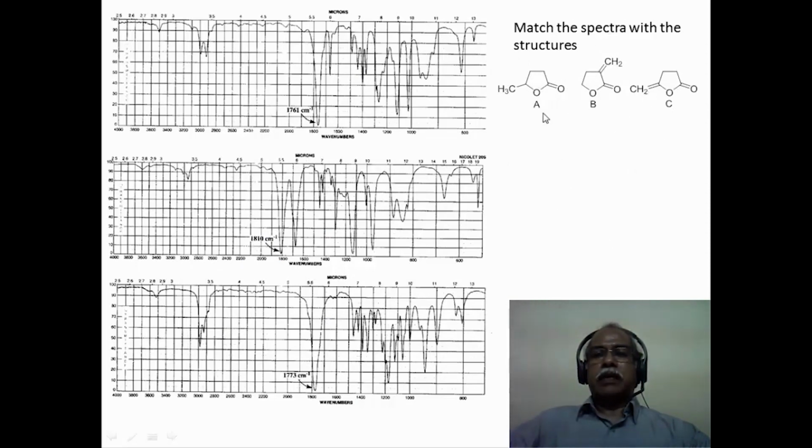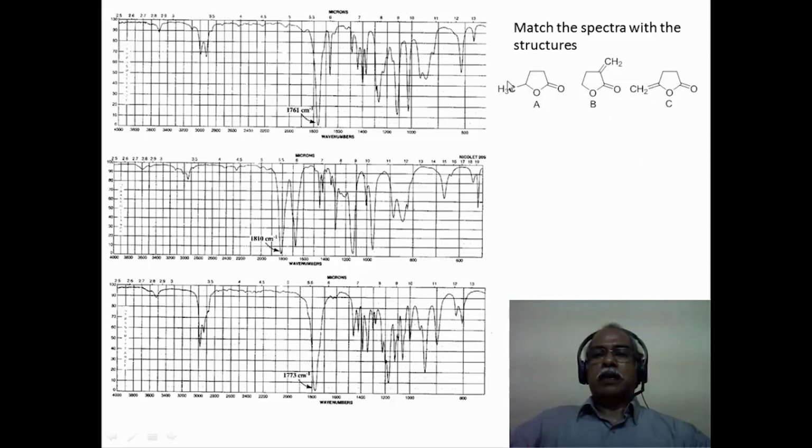Now if you look at A, B, C, this is a saturated gamma lactone. This is an alpha beta unsaturated gamma lactone, and this is also an unsaturated lactone, except the unsaturation is in conjugation with the oxygen lone pair of the lactone rather than the carbonyl functional group. So based on the discussion we had in the earlier module, this would have the highest carbonyl stretching frequency in the IR spectrum.